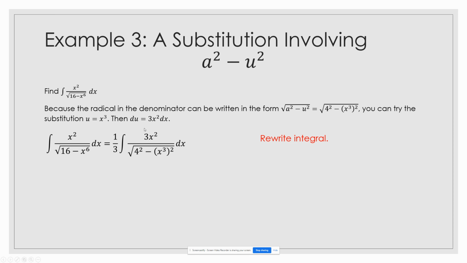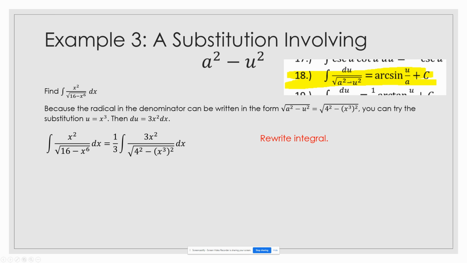This 3 wasn't originally there, right? And so the only way to put the 3 there is to counter it with the 1/3, because 1/3 times 3 is 1. So we didn't alter anything. And then we rewrote our denominator as 4 squared minus x cubed squared all underneath the radical, because this is equivalent to this, but now it's in the form where we can use Rule 18.